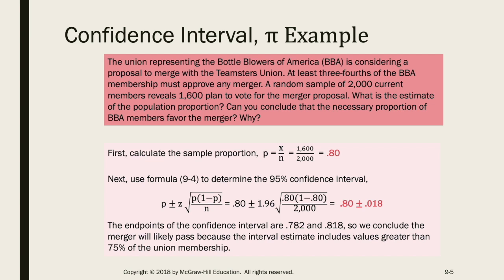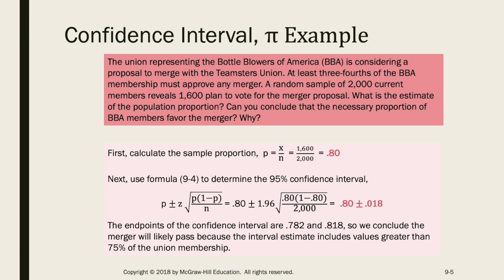So what is the estimate of the population proportion? And can you conclude that the necessary proportion of members favors the merger? So again, we're going to use that sample proportion to estimate the population. So we take the 1,600 yeses, divide by the sample size of 2,000, and we find that our p is equal to 0.80.